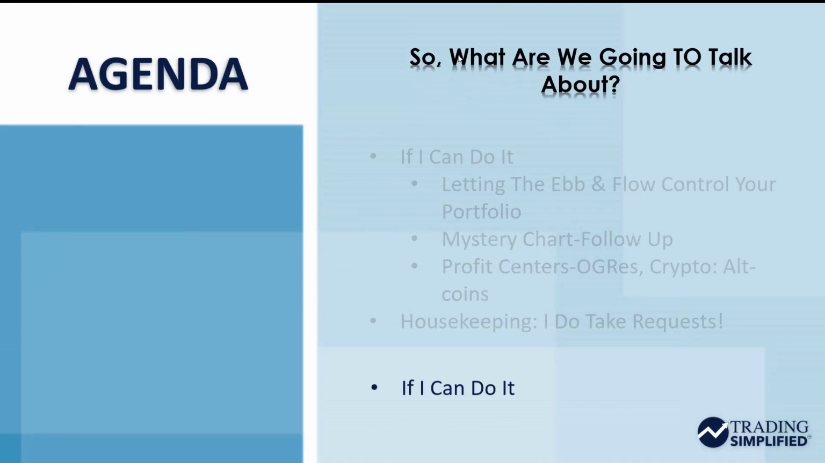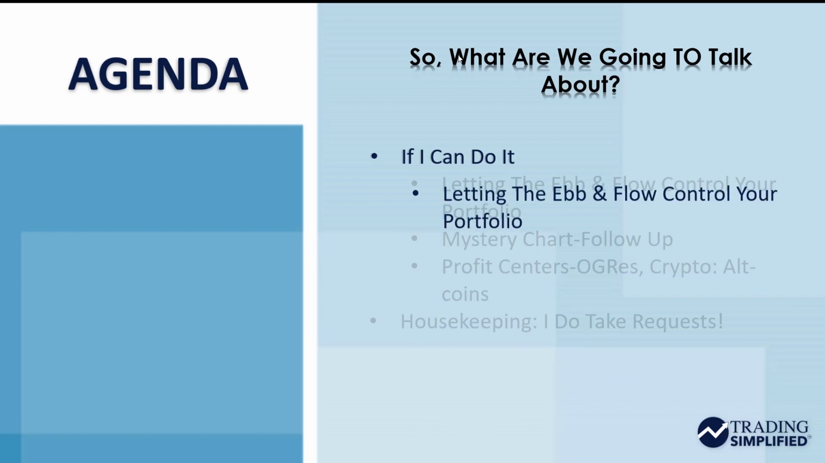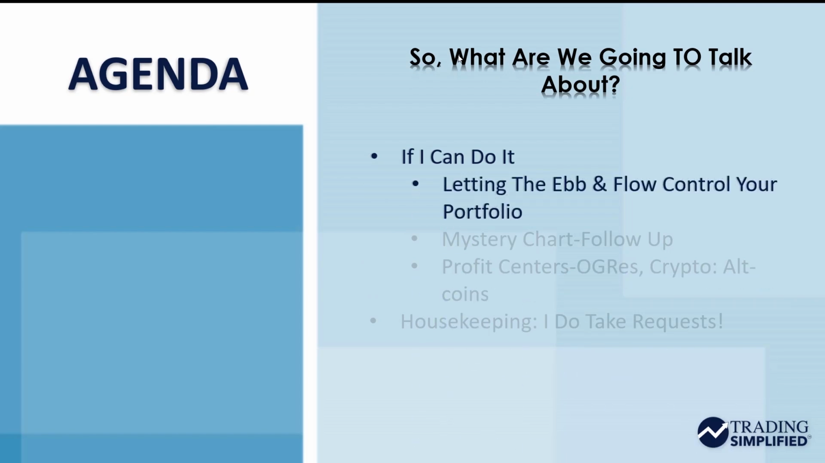So what are we going to talk about? Well, I'm going to continue along the lines of a lot of discussions that we've had lately as far as letting the ebb and flow control your portfolio, and I'll show you the importance of that. Also, I have some examples of some swing trades which turned out to be fantastic longer-term trades, and I'm going to flesh that out in just a few minutes using the current portfolio and working backwards. Do have follow-up on a mystery chart, and spoiler alert, it ended badly. I want to follow up a little bit on the profit centers and especially focus on the altcoins, which I have an announcement there for you guys.